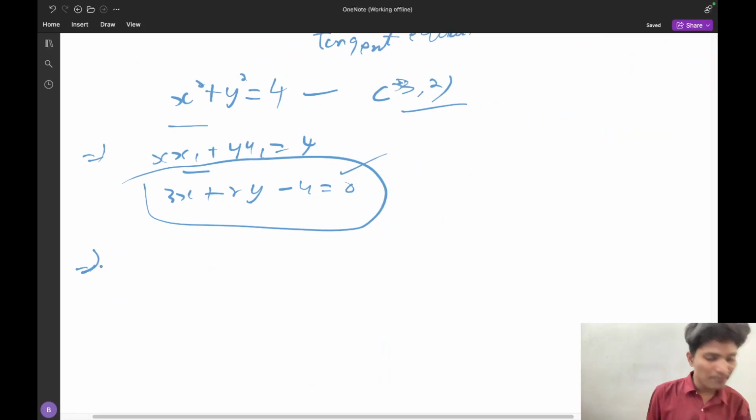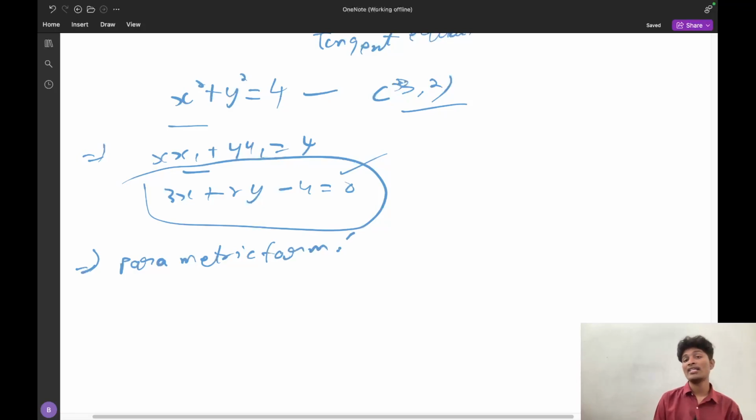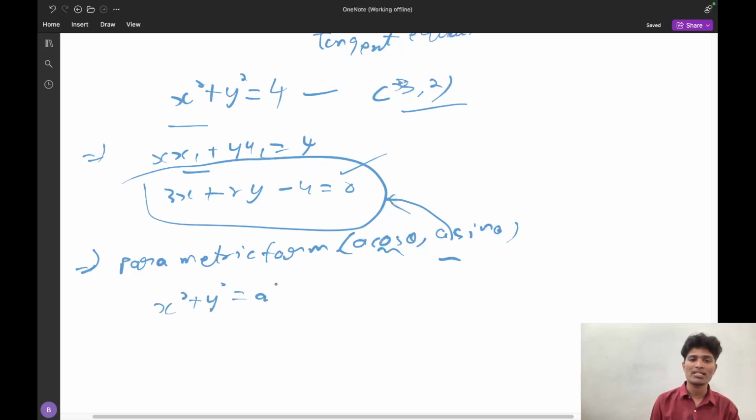Now the second format is parametric form. I already discussed the parametric coordinates. What are the parametric coordinates of a circle? It is a cos theta, comma a sin theta. So simply substitute the actual point in the equation. Suppose the equation is x square plus y square is equal to a square. Simply substitute this parametric point in this equation.